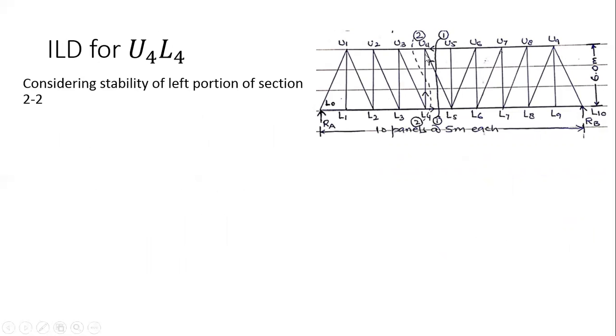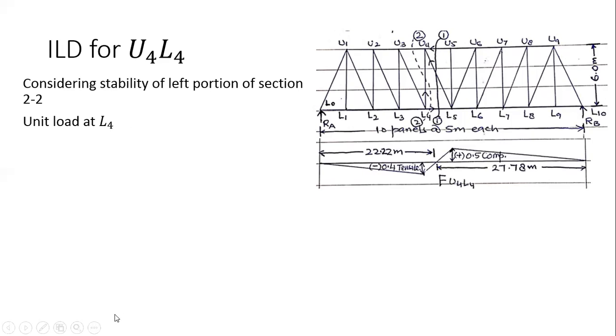Now for finding out the force in this member, I have to cut a section cutting this member. So this member is now section 2-2. Okay, now I have to consider, because this is my member, first I consider the load at this point, and then I will consider the load at this point. Because in this member there may be two things: maybe tension first and compression later, or maybe compression first and tension later.